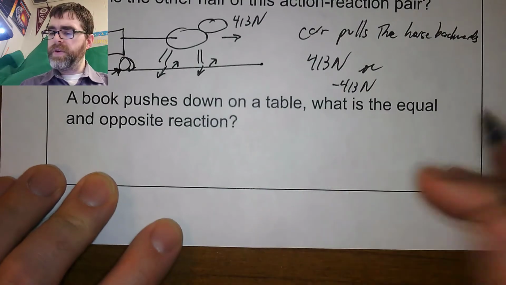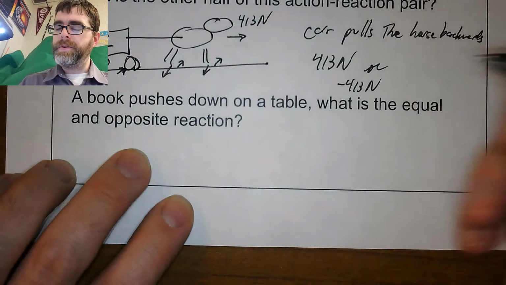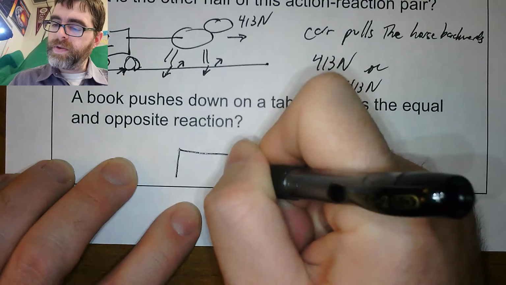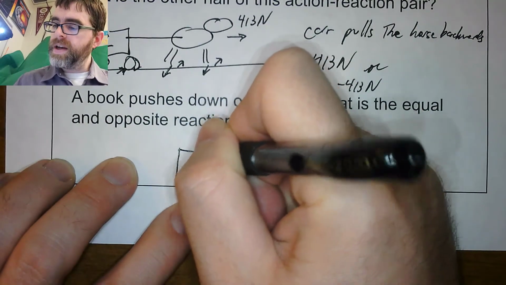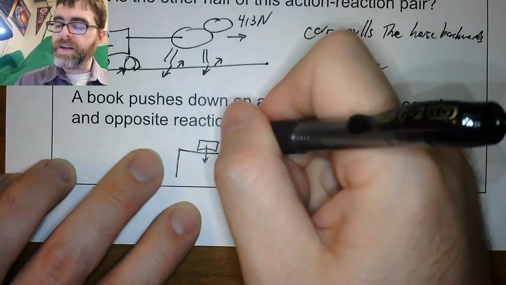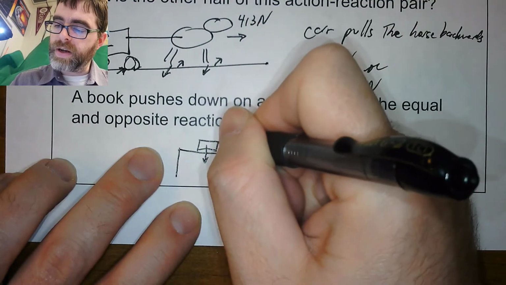On our other one here, a book pushes down on a table. We always like to draw diagrams for these. And so the book is pushing down on the table. And so what's the equal and opposite reaction? The equal and opposite reaction is that the table is pushing up on the book.